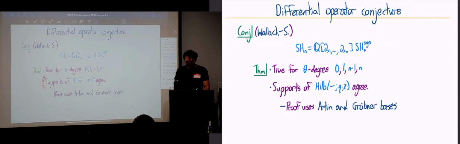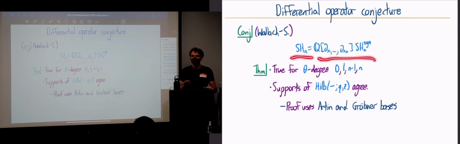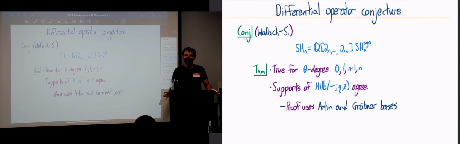Also, this is one of the actually stronger results known in general about the superharmonics. The supports of the Hilbert series, the bigraded Hilbert series of both sides of these, agree. So at the very least, we know the shape. Whether or not there's maybe a few extra things hiding in shadows is unclear at the moment. We really don't think so. Oh, no, this is for all theta degrees.